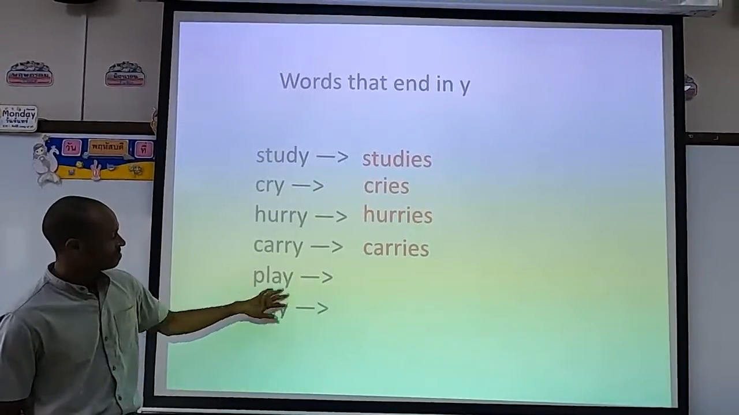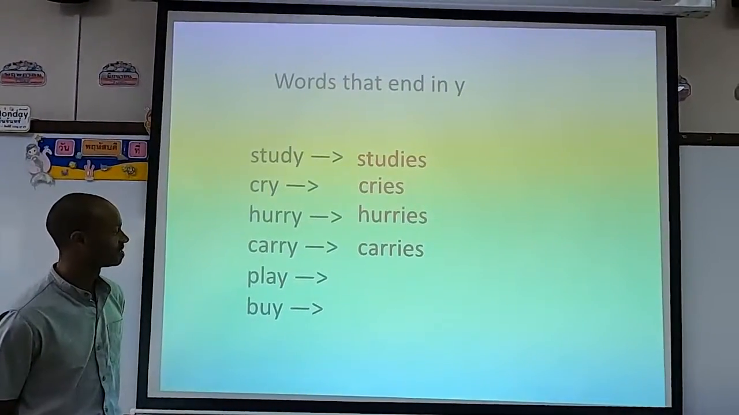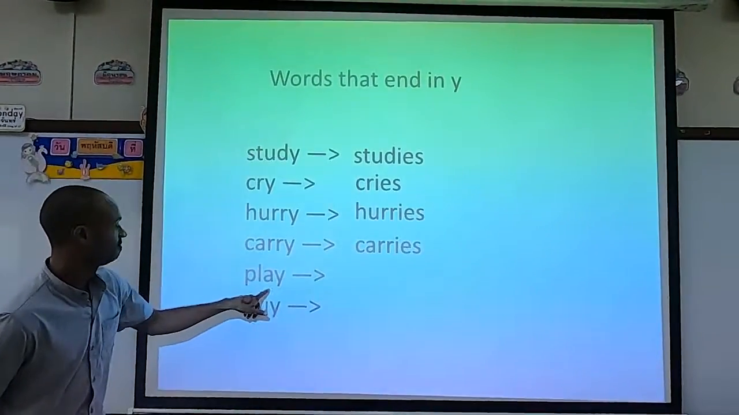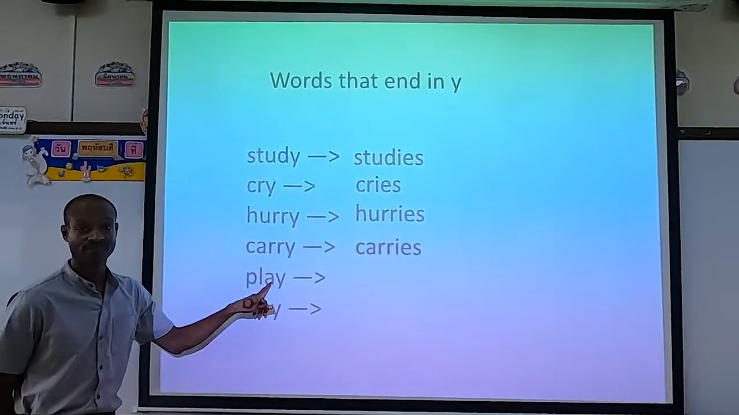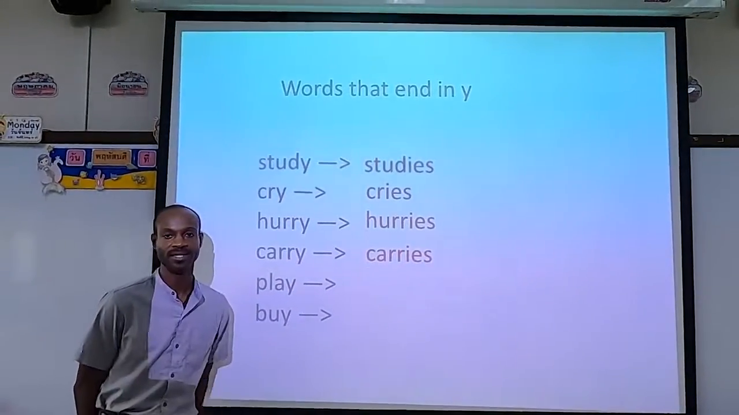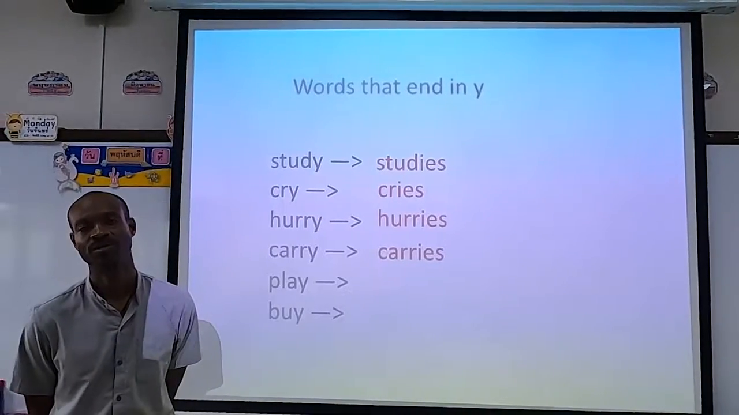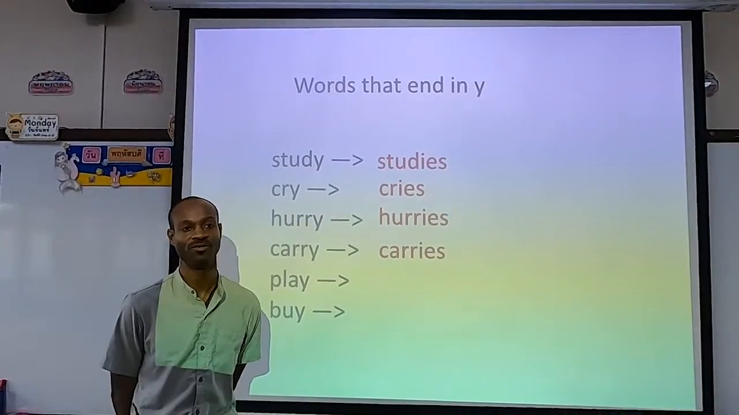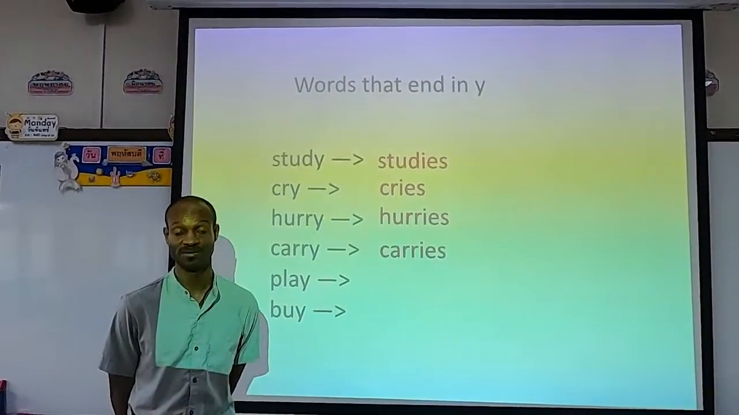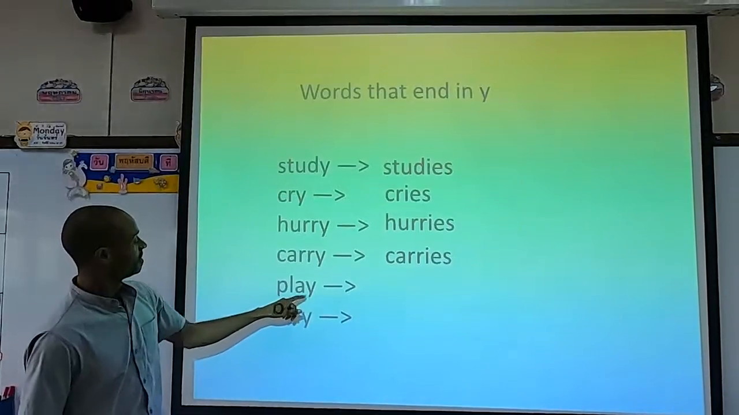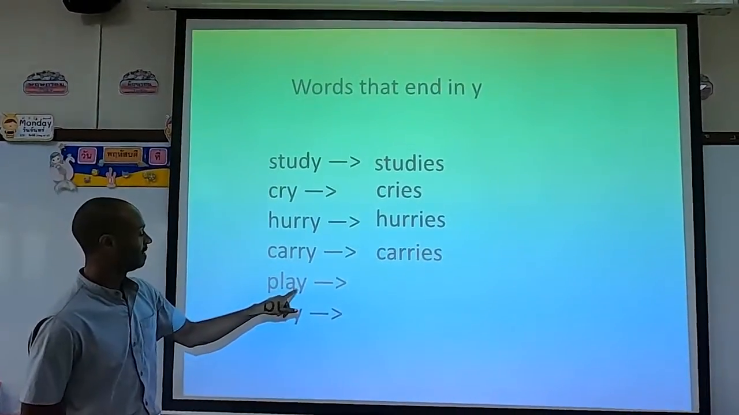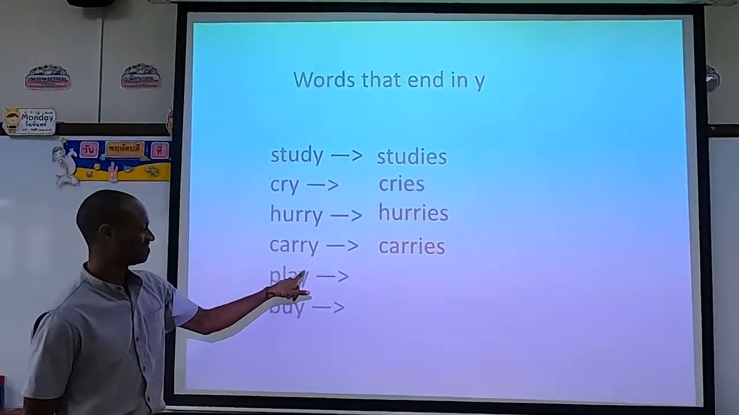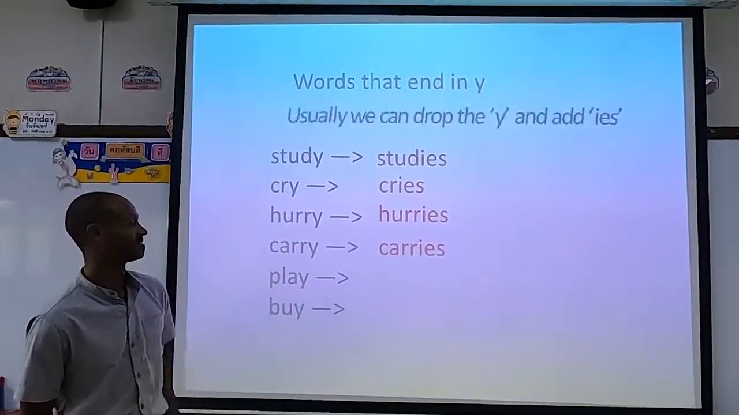Now, the last two examples are going to be different, because you cannot add IES if there is a vowel before the Y. So vowels, that means A, E, I, O, U. Letters A, E, I, O, and U are vowels, and sometimes Y. So if there is a vowel like A or U before the Y, we cannot take away Y and add IES. We just add S.